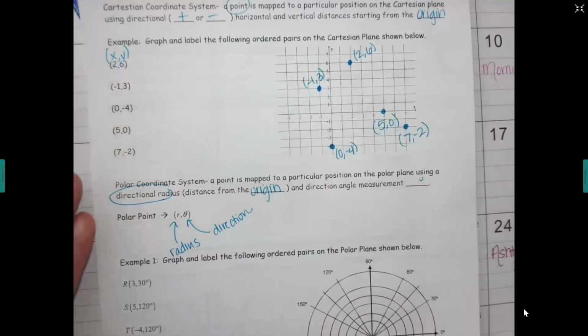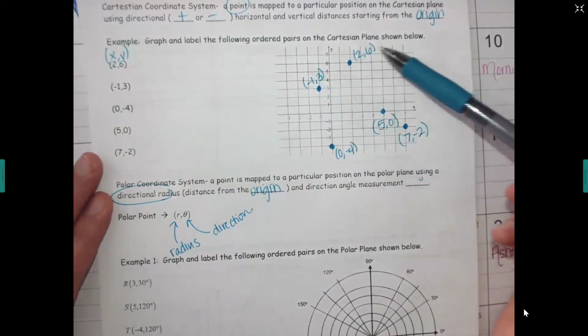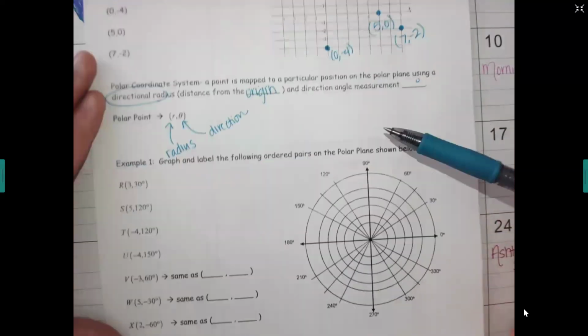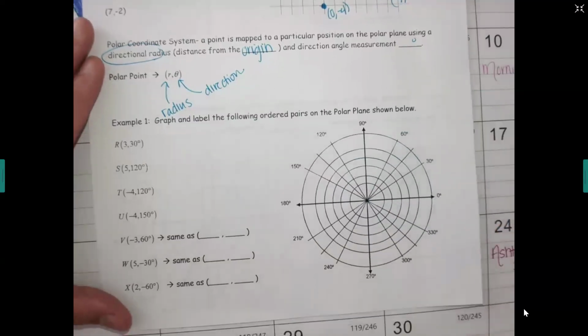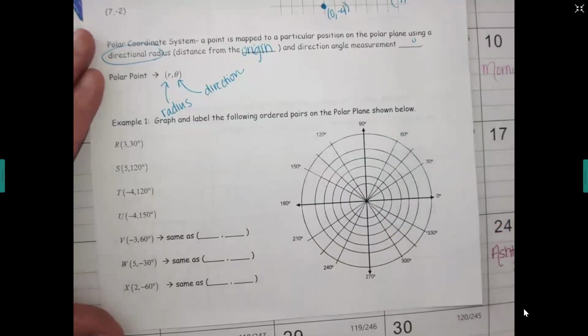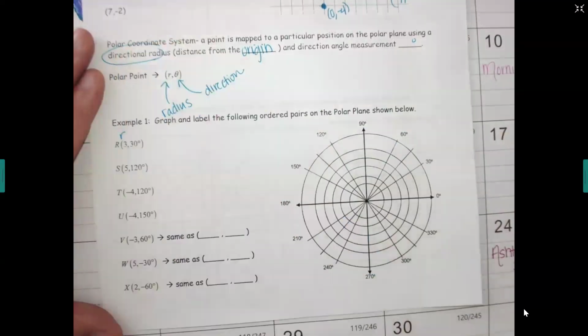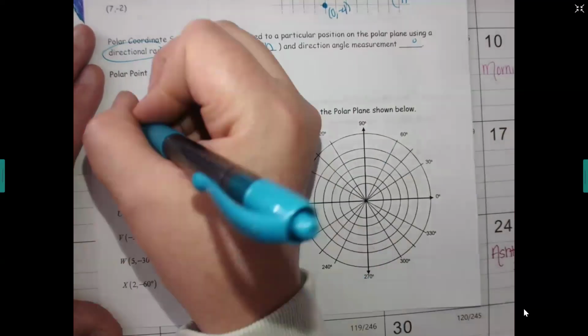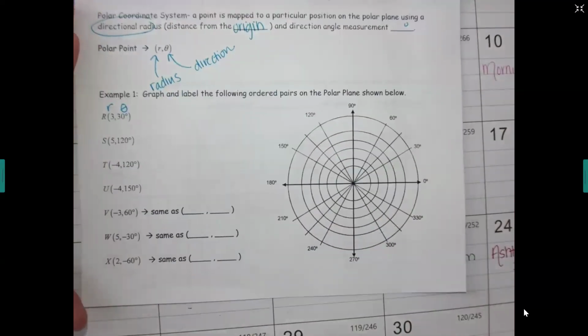Okay, so let me show you what I mean by that. Rather than having an XY grid like this, for polars, you're going to have a grid that looks like this. So what you're going to do is trace out to the R or ring that you want to be on, and then you're going to rotate around to the degrees that you want to be on. So here's what I mean by that.